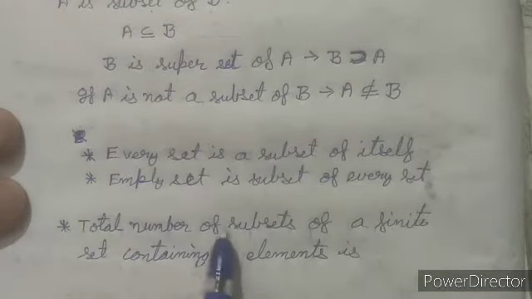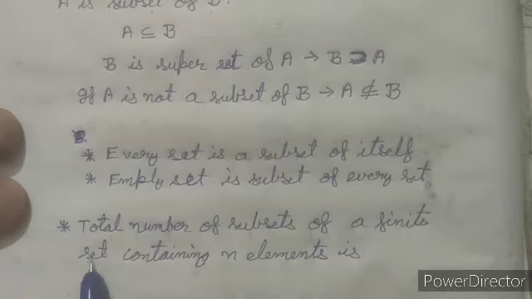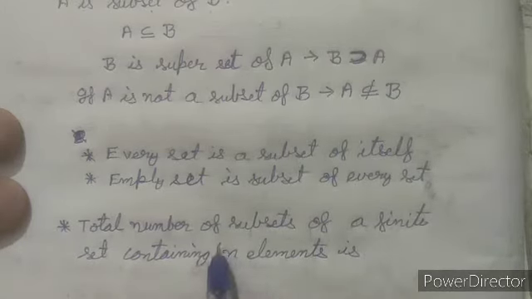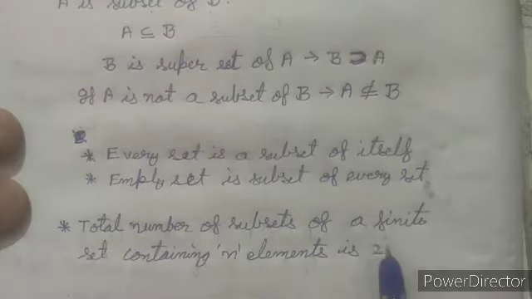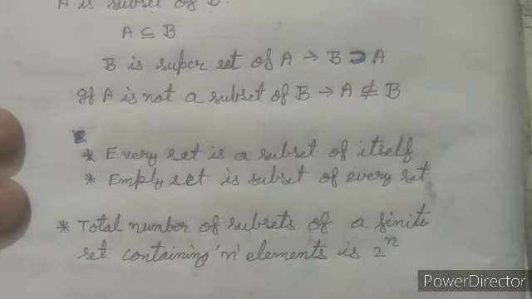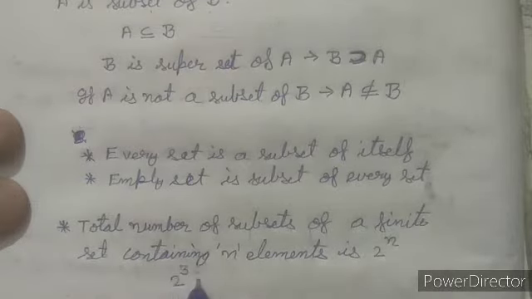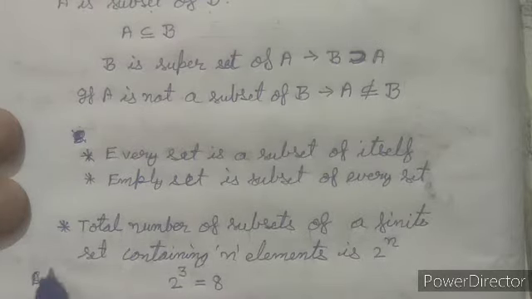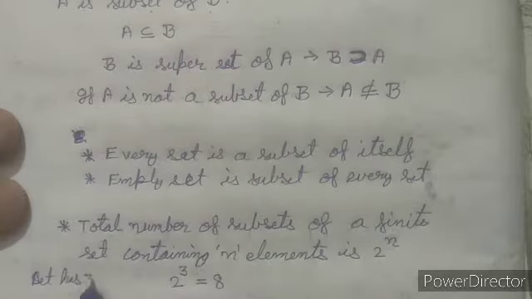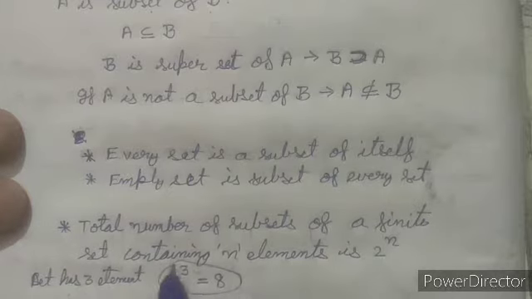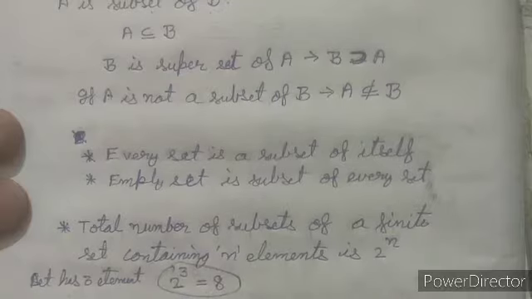Now the total number of subsets of a finite set containing n elements is equal to 2 raised to power n. That means if a set has 3 elements, then the total number of its subsets will be 2 raised to power 3, that is equal to 8.